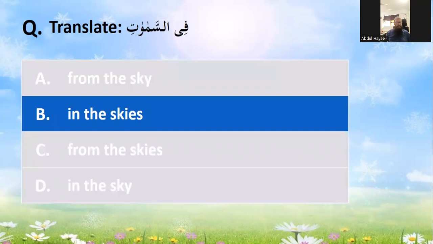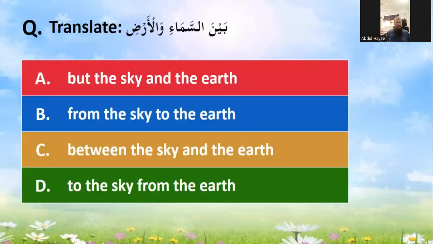No, in the skies. It is from the sky. Fi means in. Fi sabilillah, in the way of Allah. In the skies. Translate: Baina as-samai wal-ard. Is it the sky and the earth, from the sky to the earth, between the sky and the earth, or to the sky from the earth?